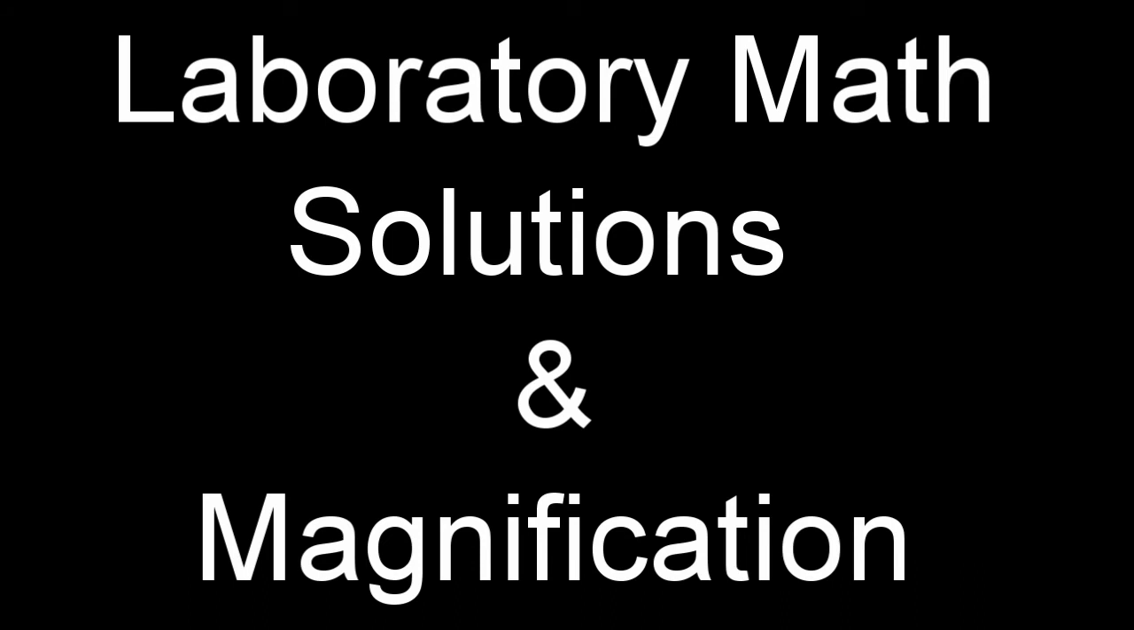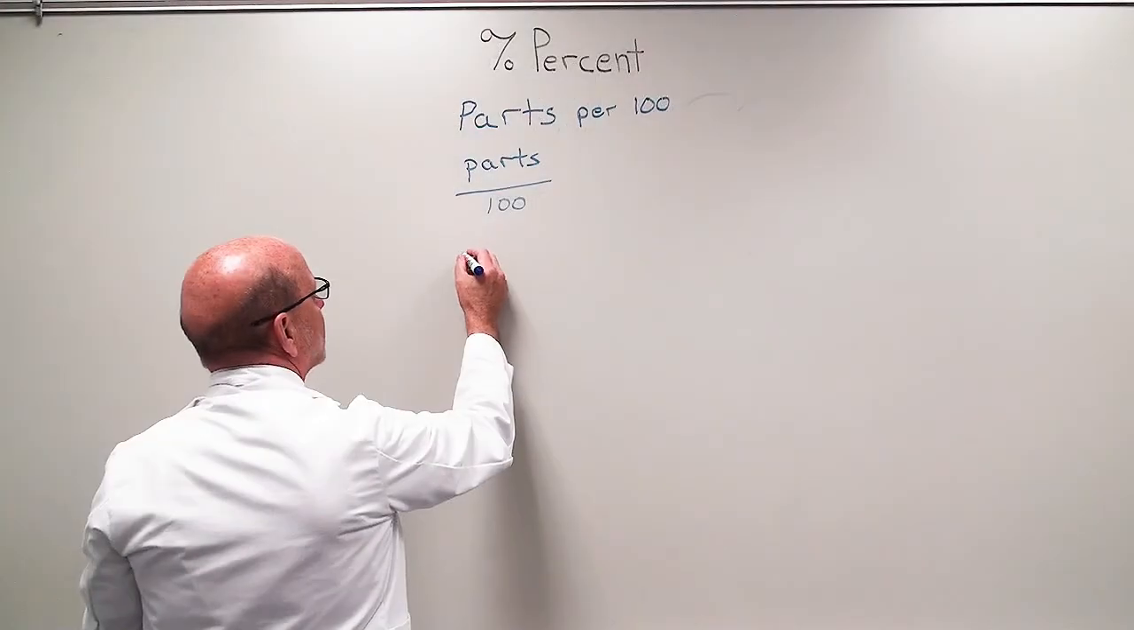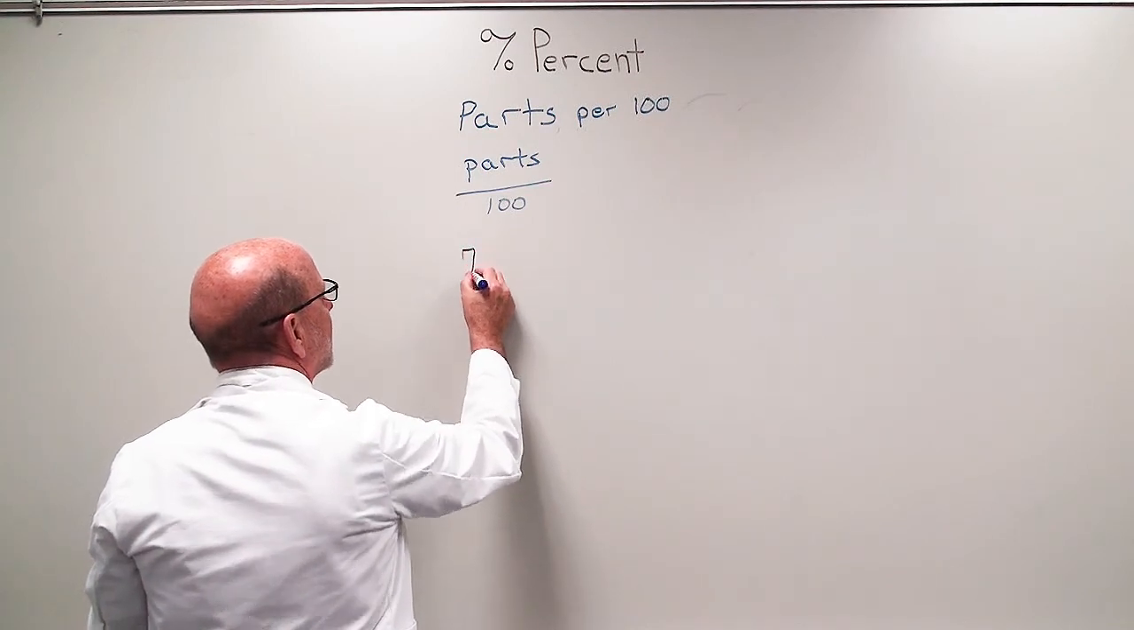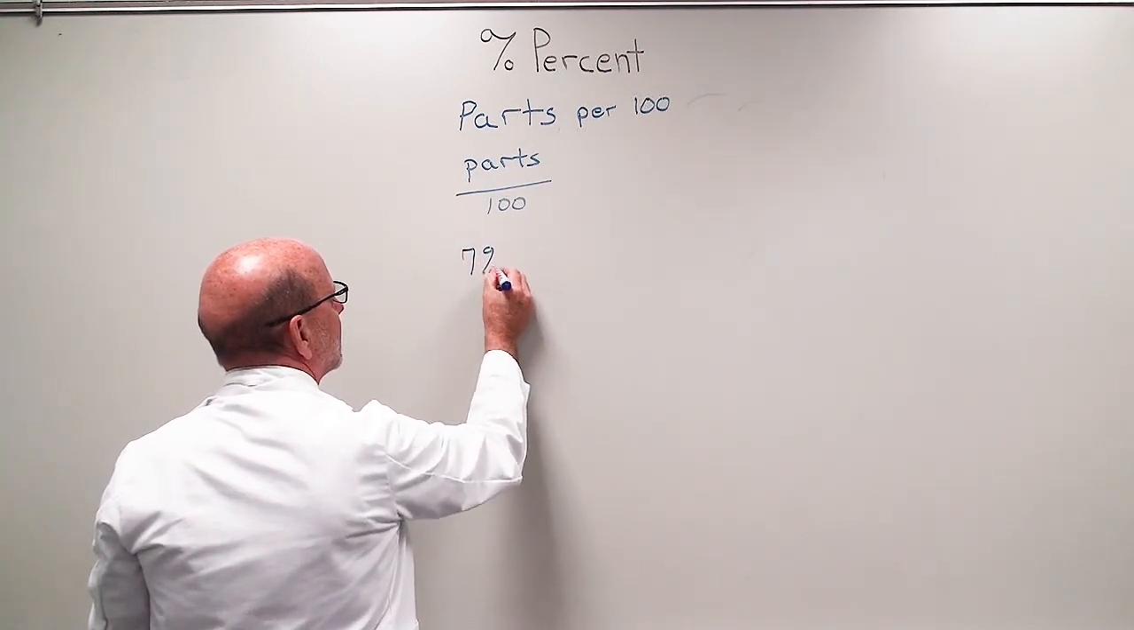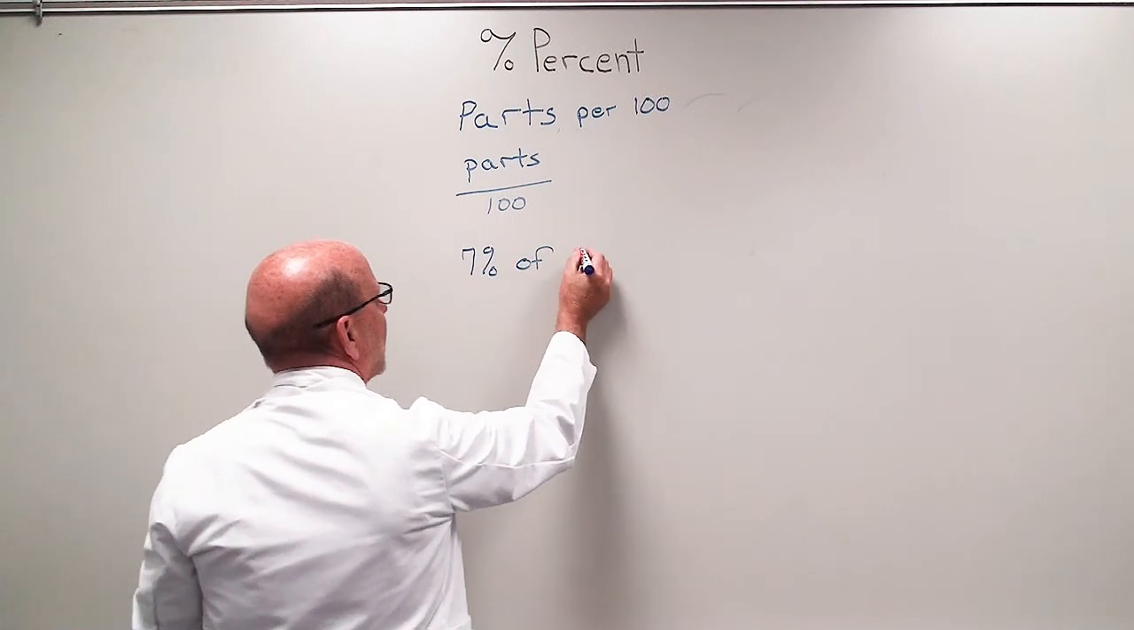In this video, we're going to do a little bit of laboratory math. We're going to calculate solutions and magnification. As I look at it, our first part is percent, and that is parts per 100, parts divided by 100.